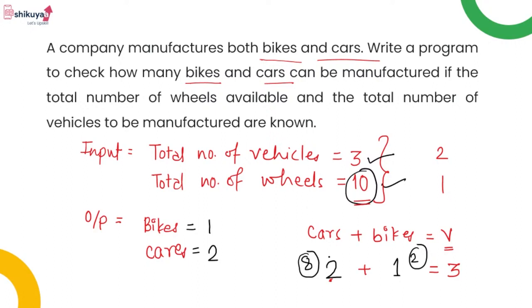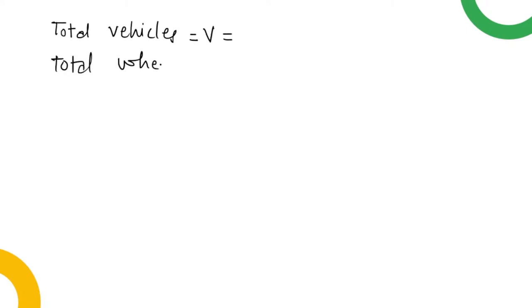So what is the given data? The given data is first the total number of vehicles, which I will call V, and the total number of wheels, which I call W. So this is the given data.